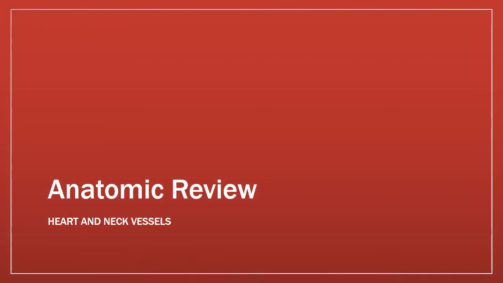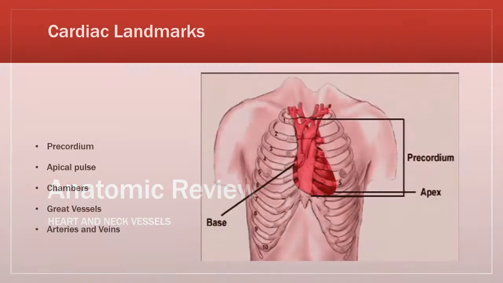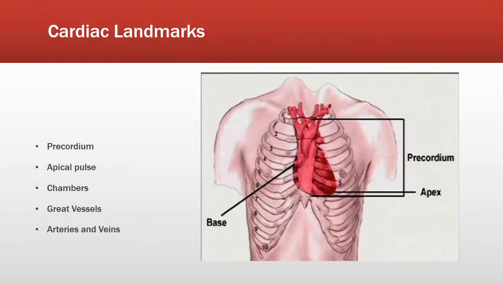Before we get started on the assessment of the heart and neck vessels, we'll do a brief anatomical review. In order to assess the cardiovascular system, it's important to understand the cardiac landmarks. We'll start with the precordium. The precordium extends from the top of the sternum down to the xiphoid process.